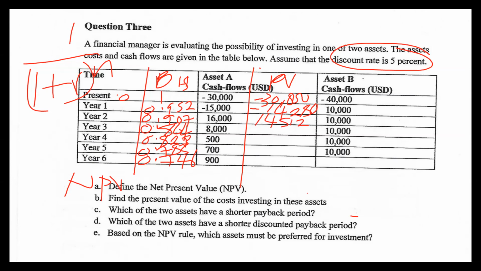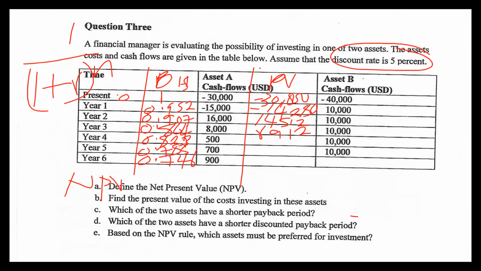The other year we have 0.864 times 8,000. I have 6,912. The other year?